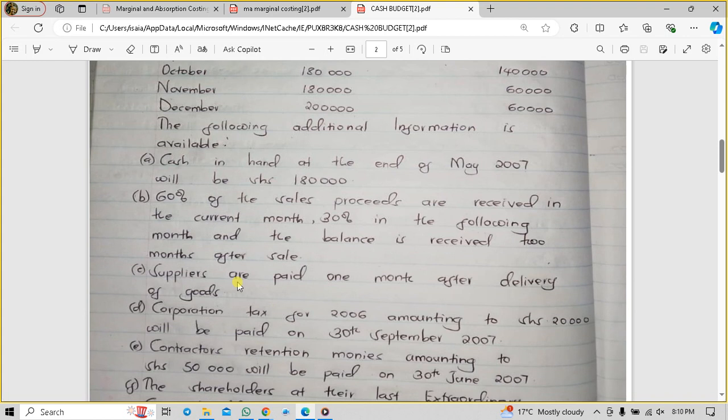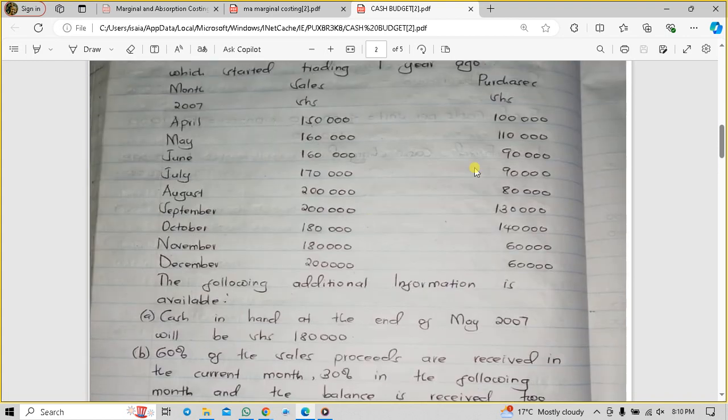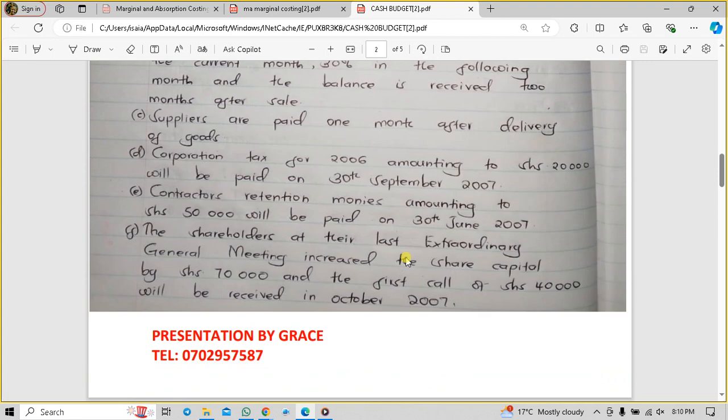Part C says suppliers are paid 1 month after delivery of goods. That means that if we make purchases in April, of course we are making some purchases from our suppliers, this 100,000, we will not pay it in April. We are going to pay in May, 1 month after we receive the goods. So if we purchase an item or items worth 100,000 in April, we will pay them the following month, which is in May.